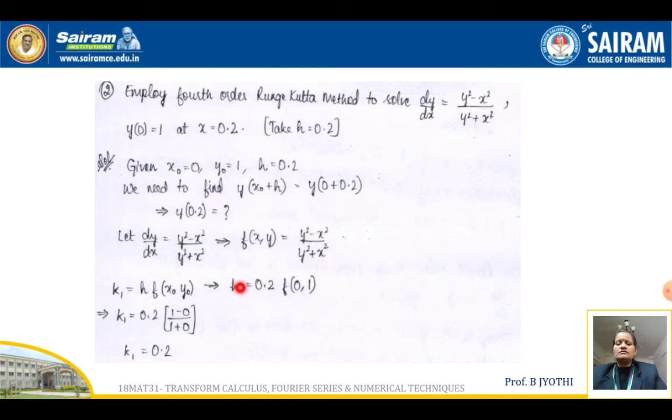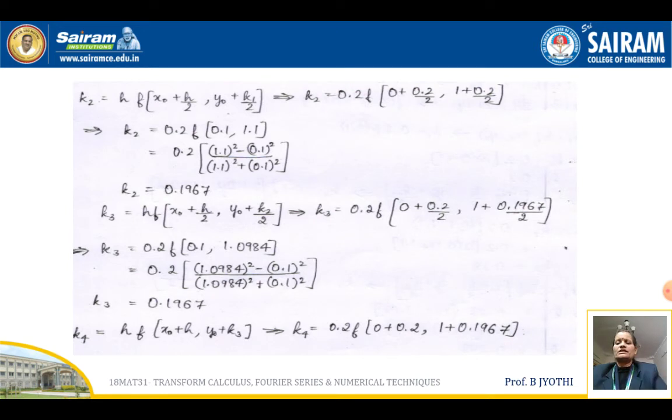By using this, we are computing the values of k1, k2, k3 and k4, where k1 is given by h into f(x₀, y₀), where x₀ is 0 and y₀ is 1. So f(0, 1), that is (1² - 0²)/(1² + 0²) is 1. So this will be 1. Now we are getting 0.2 times 1, that is 0.2. That is the k1 value.